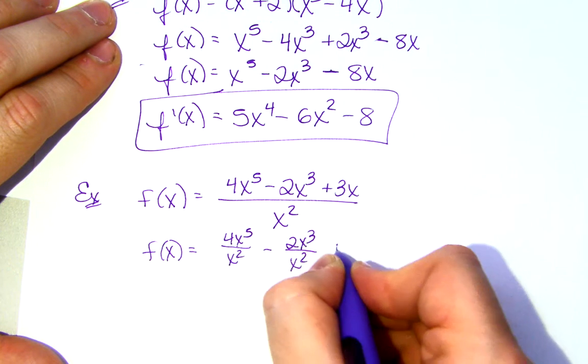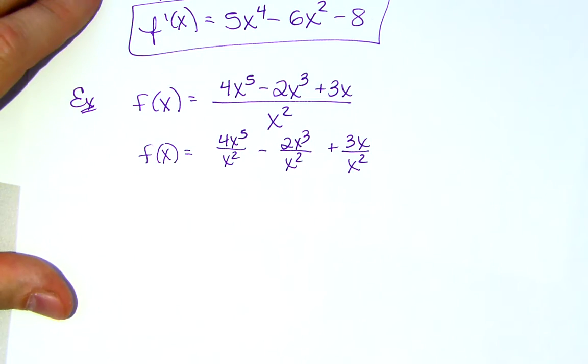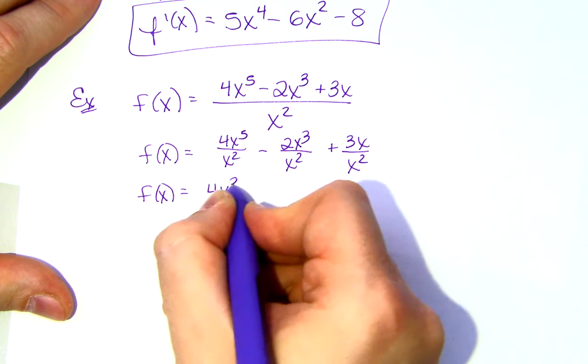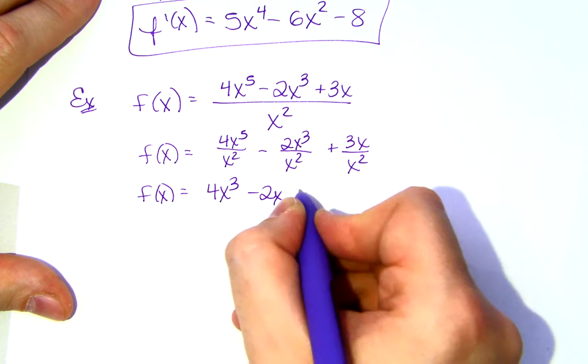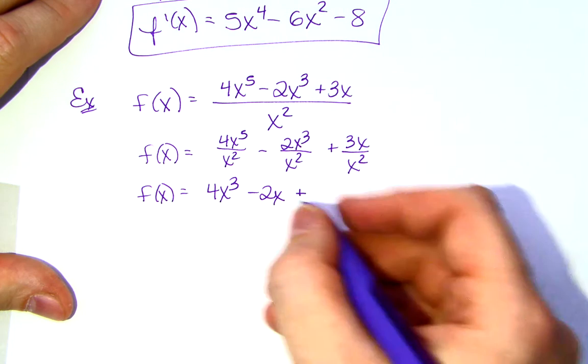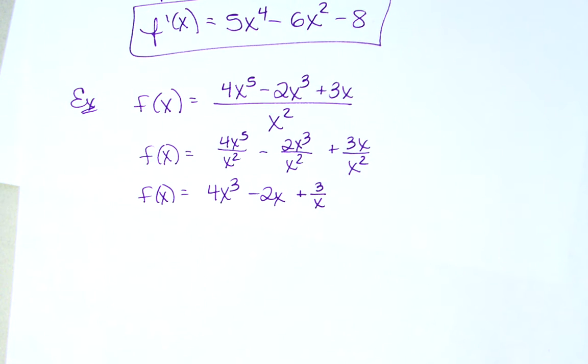This is what I mean by separating the fraction. I'm just going to divide all those pieces by x squared, which gives me f of x equals 4x cubed minus 2x plus what? 3 over x. 3 over x. How do you deal with 3 over x?